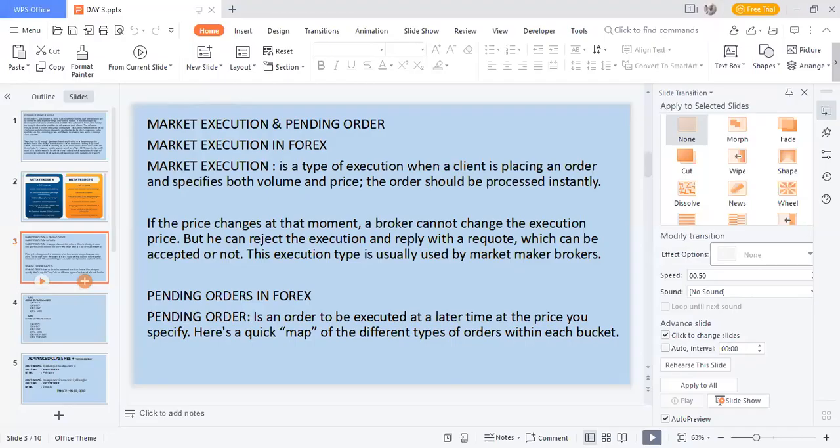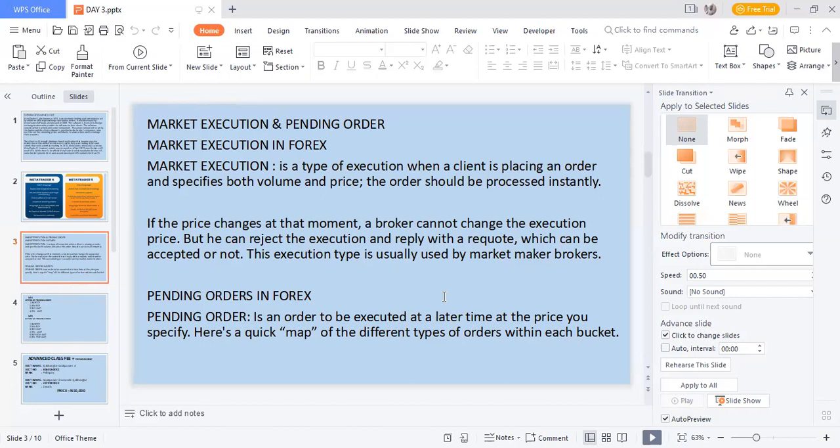After giving that example of MetaTrader 4 and 5, what's the next to talk about? We're going to talk about market execution and pending order. Market execution is a type of execution when a client is placing an order and specifies both volume and price. What market execution means is you are entering the market instantly. Are you with me? Market execution simply means you as a trader are entering the market instantly. You get that?